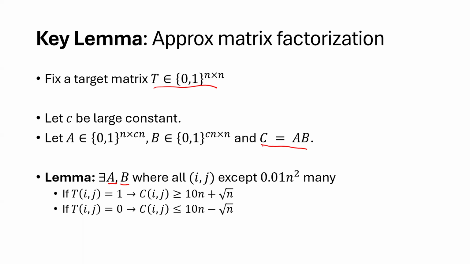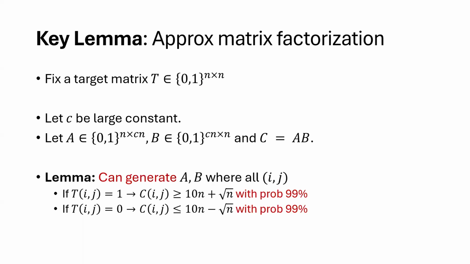What we're gonna do is actually something stronger. I'm gonna generate A and B randomly, such that if the entry ij is 1, then it's gonna be big with 99%. And if this is 0, then this is small with 99%. So it's gonna be wrong in expectation on 1% of entries. So we're gonna prove something a bit stronger. Independent for each ij? Maybe no, but we don't need that.